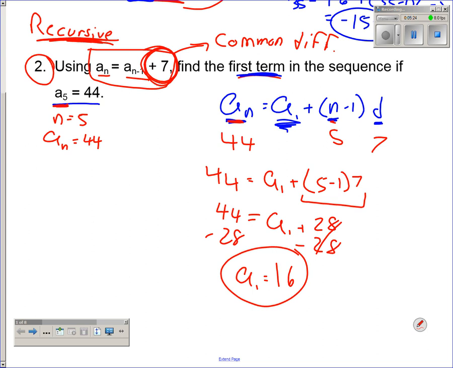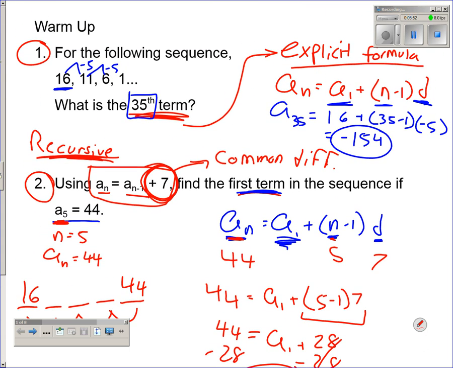Make sense? You could have worked back. I mean, in this case right here, you could have worked backwards. You're only at the 5th term, so that wouldn't have been too hard. 1, 2, 3, 4, 5. If this is your 5th term, it's not hard to work backwards a few numbers to get to your first term of 16. You can just subtract 7 a bunch of times. But if I give you a 200th term, that becomes unreasonable. All right, so just make sure you know how to read a recursive formula. You know what the explicit formula is, and we'll be set.